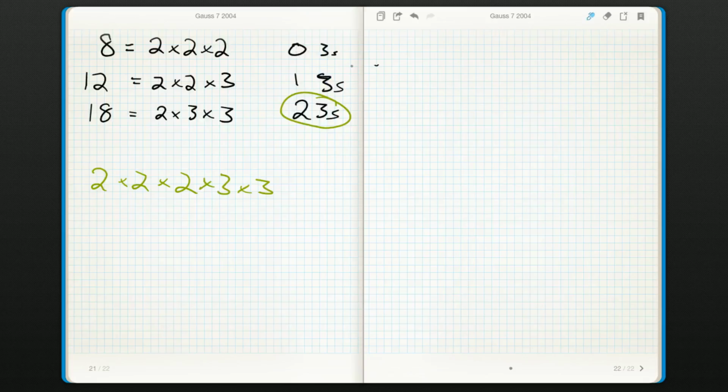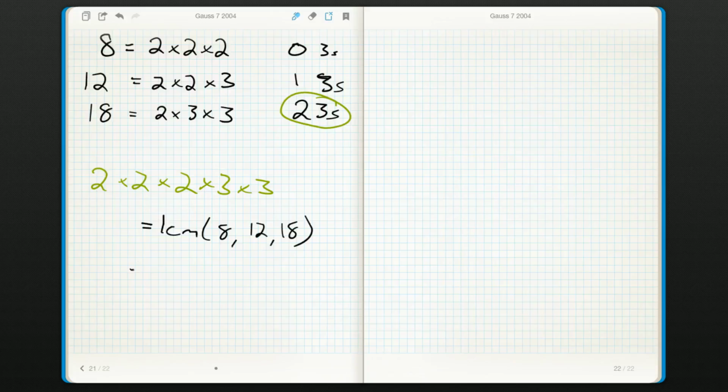And we don't have any 5's or any 7's, no other prime factors. So 2 times 2 times 2 times 3 times 3 is going to be the lowest common multiple of all 3. And so that's 8 times 9. That should be 72. And I think that was D. Let's just double check. Yep, D, 60 to 79. It's definitely in that range.